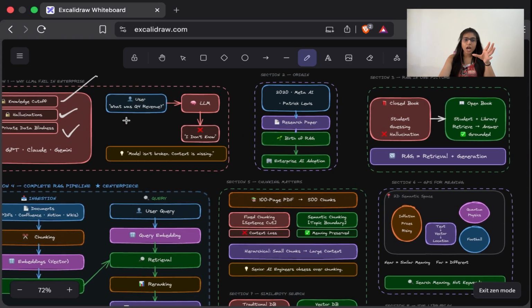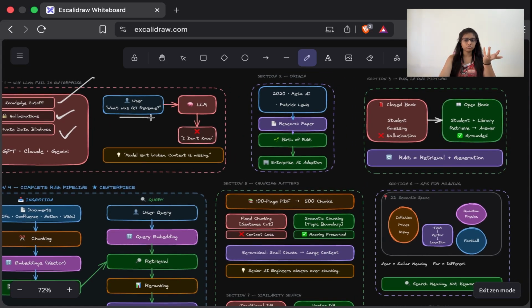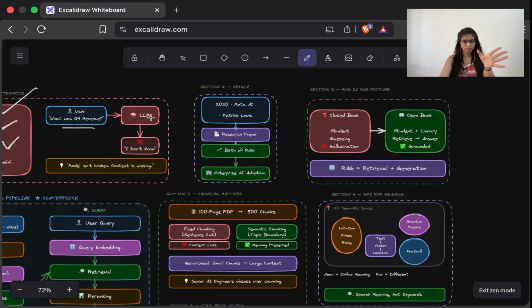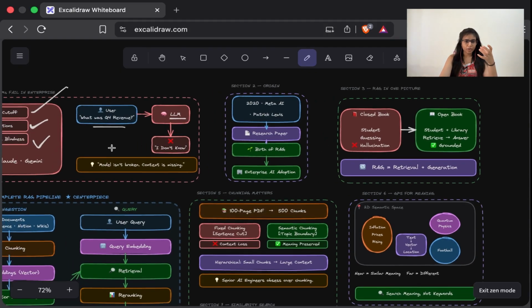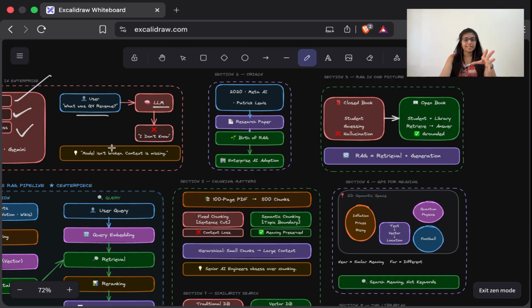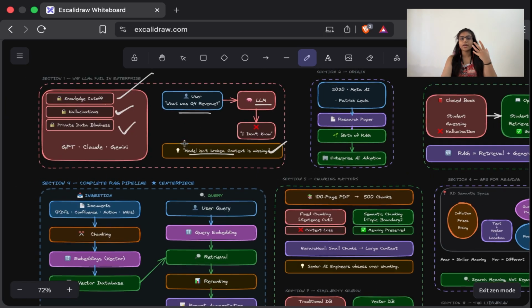So when someone inside your company asks what's the Q4 revenue, even the smartest model in the world draws a blank, because the information was never a part of the training data. That's not a bug you can patch, that's the ceiling of what a base language model can do on its own. And that's exactly where retrieval augmented generation, RAG, was invented. We get to know the model isn't broken, the context is missing. So we shifted to a RAG architecture.